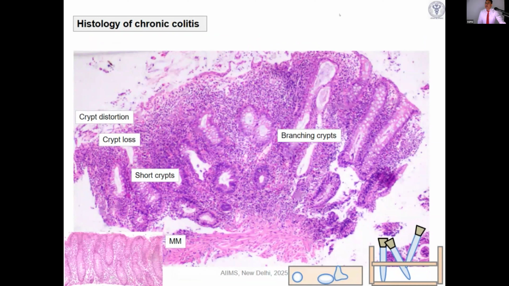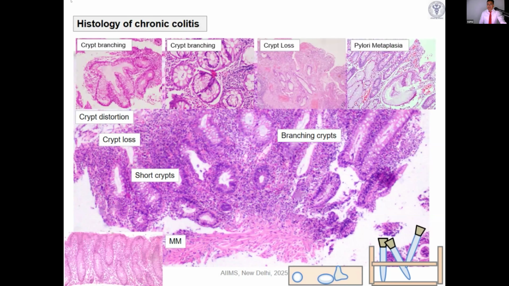When we say the colon is chronically inflamed, or the inflammation is chronic, what is the most important finding? We are not seeing that even distribution or arrangement of the crypts, and there is unevenness. There are areas of crypt loss. The crypts are branching. The crypts have become shorter. Normally, they reach up to the muscularis mucosae. Here you are seeing short crypts, and there is also inflammation in the background that we have already seen. If we see this type of appearance, we say it is possibly a chronic colitis. So these are all features of chronic colitis.